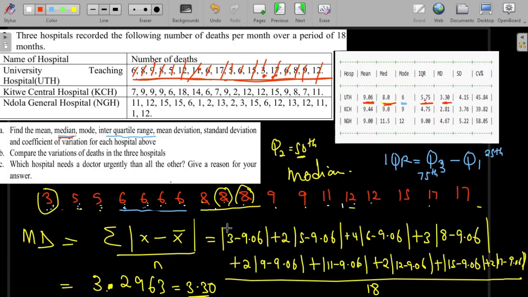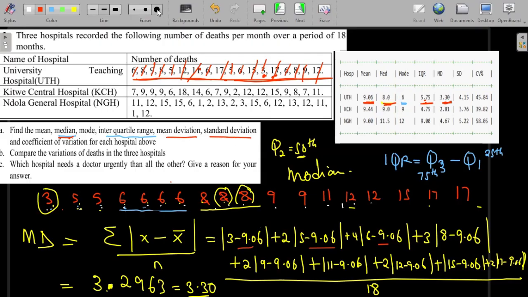So here, these moduluses simply mean whatever value you find inside here, whether it's positive or negative, you take it as a positive number. Then you just add them and divide by n. That's how I was able to find this value here. Any questions there? Okay, if there are no questions, we've found the mean deviation. Now we find the standard deviation.